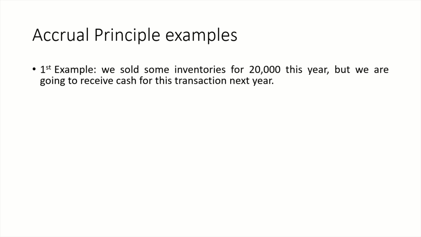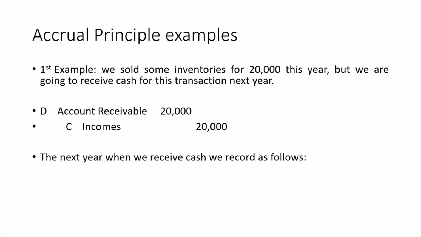So we record this transaction as follows. We debit accounts receivable for 20,000 euros and we credit incomes for 20,000 euros. The next year, when we receive cash for this transaction, we record as follows. We debit cash for 20,000 euros and we credit accounts receivable for 20,000 euros. So as we see, the next year we do not record anything at incomes because we have already recognized incomes.